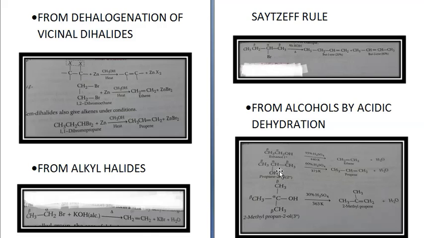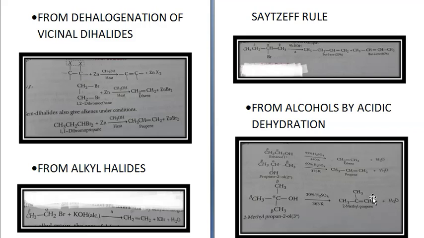For example, if we take ethanol CH3CH2OH and treat it with 95% H2SO4 at 440 Kelvin, you will get CH2=CH2, that is ethene, plus water. Similarly, if you take propan-2-ol, CH3CHOHCH3, and treat it with 60% H2SO4 at 373 Kelvin, you get propene CH3CH=CH2 plus H2O.